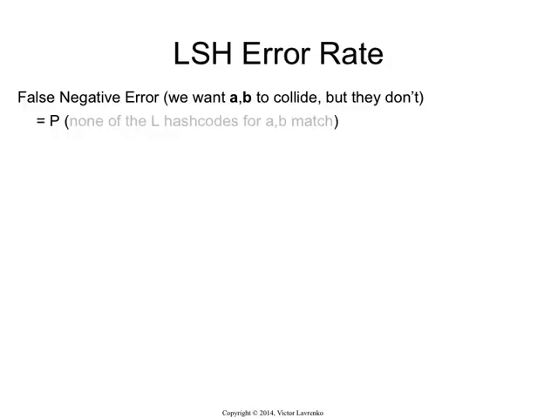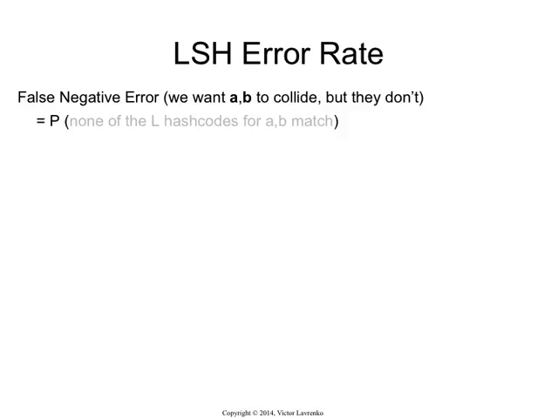So that happens if none of the L hash codes for the two documents are exactly the same. So if none of the L hash codes match, then I will never see A and B in the same bucket of some hash table, so there will be a miss. Now, what is the probability that none of the hash tables for A and B match? Now, the way I'm generating the hash codes is I'm cutting the space with random hyperplanes.